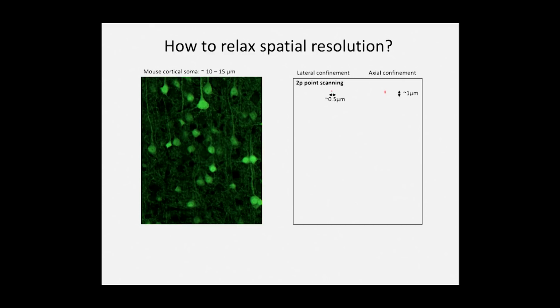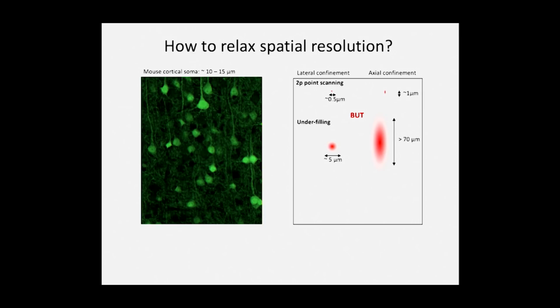Cortical neurons are on the order of about 10 to 15 microns, and this is the size of the point spread function. People are mainly using that, at least for these kinds of imaging, because they are mainly interested in the axial sectioning capability. So we could, in principle, relax the spatial resolution laterally by, for instance, underfilling the microscope objective. But if we do that, then we will end up with a beam that extends axially over 70 microns, for the reasons I mentioned before.